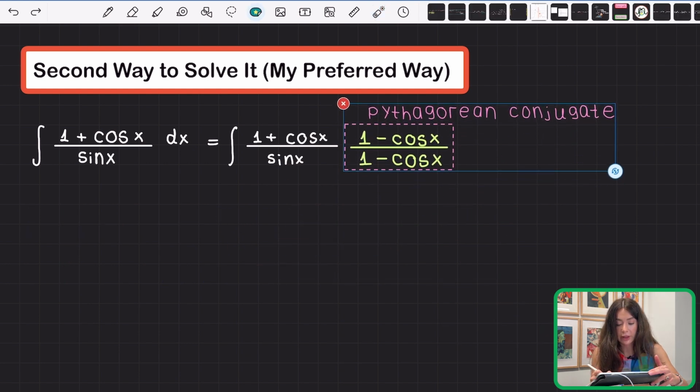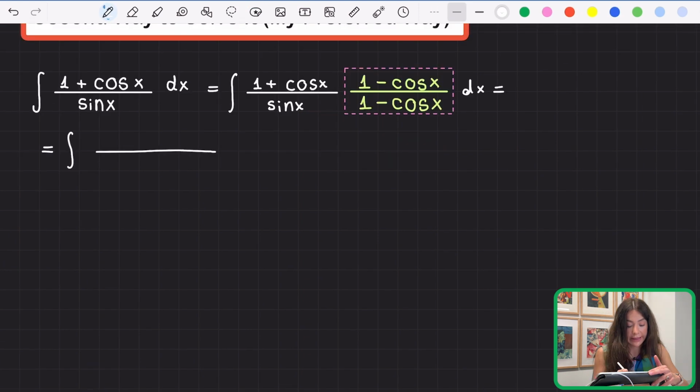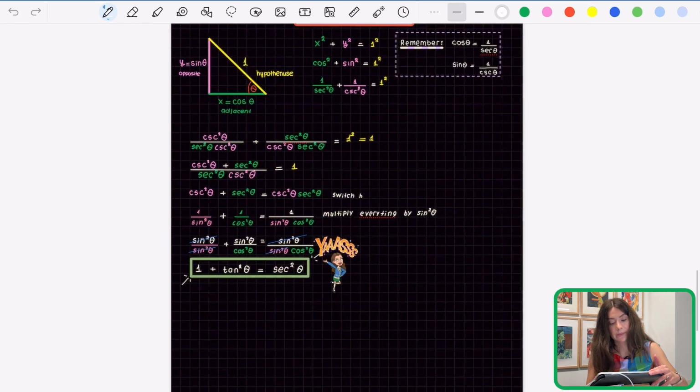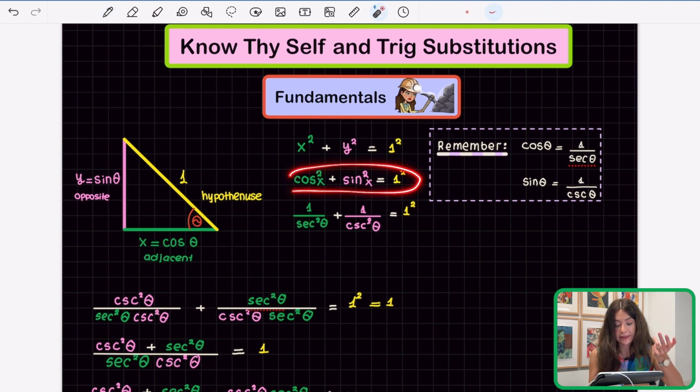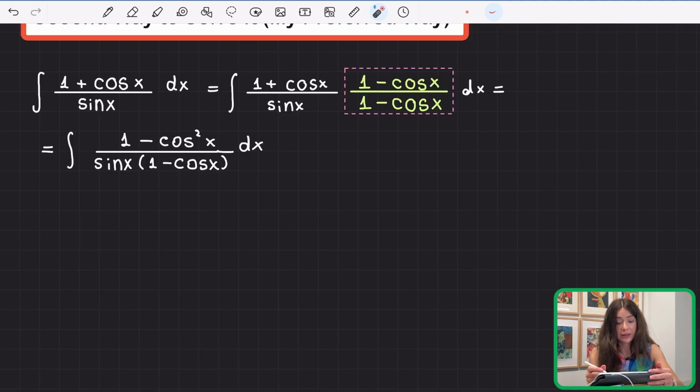Okay, you can have Pythagorean conjugate pairs. The numerator, as we said, will be a difference of squares. So that will be 1 squared, which I'm not going to write the square there, minus cosine squared x. And the bottom denominator, I'm not going to multiply this denominator through. This is part of your fundamentals. Know thyself and know thy trig. This formula is extremely fundamental in trig, and trig is a big part of your calculus too.